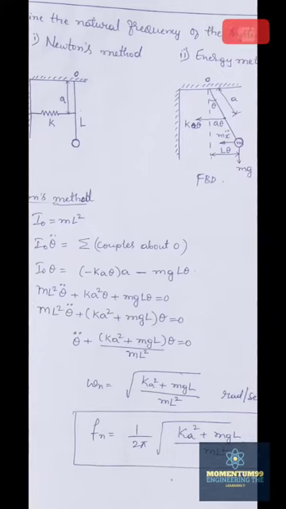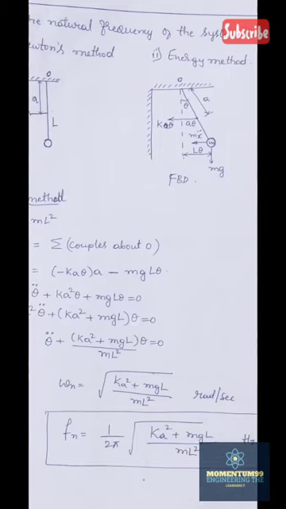Now compare this with the standard equilibrium equation, what I have shown you in the previous part. I will be telling it again: theta double dot plus omega n square into theta is equal to 0. Compare those two, you will be getting the natural frequency equation as this quantity, radians per second.